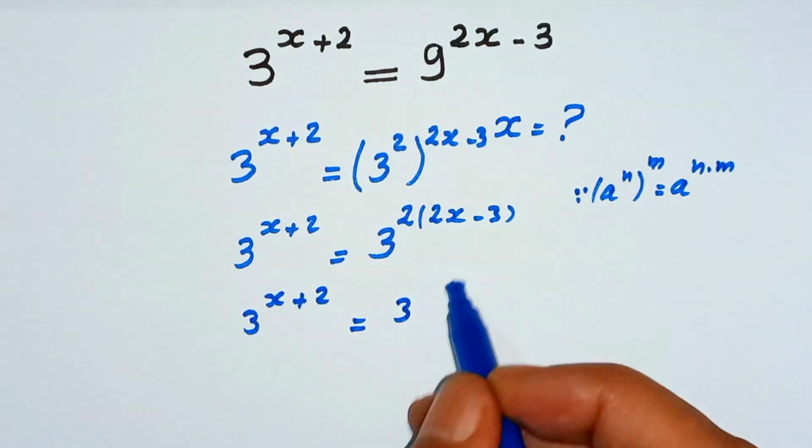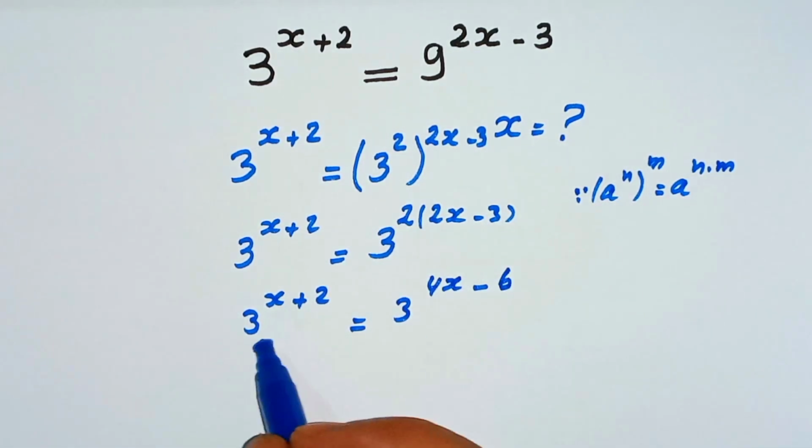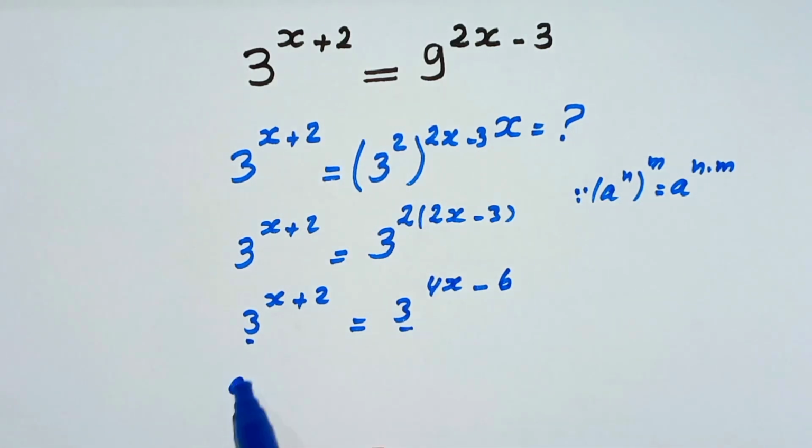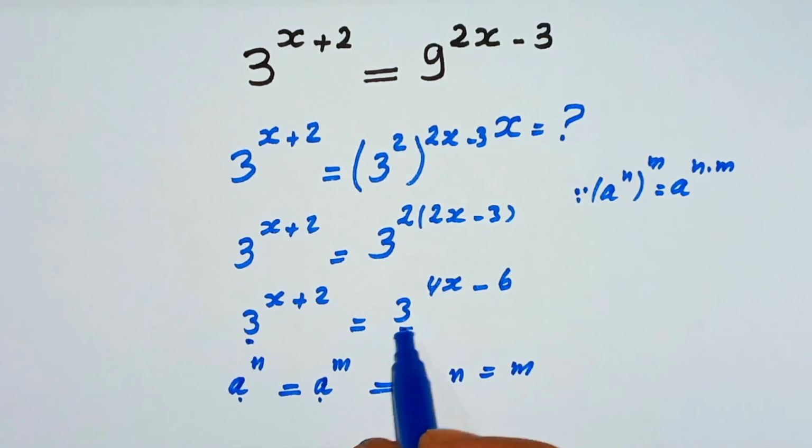Now we apply the power rule. When we raise a power to another power, we multiply the exponents. So we get 3^(x+2) = 3^(4x-6). Since both sides now have the same base, the exponents must be equal. So we write x + 2 = 4x - 6.